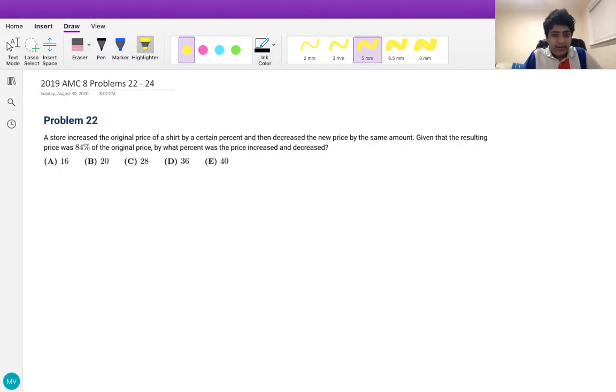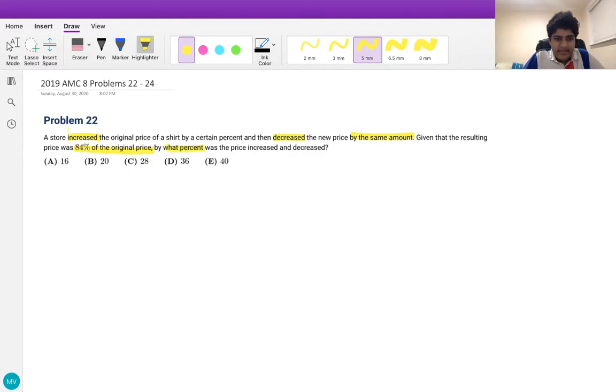A store increased the original price of a shirt, so we know that increased is important, by a certain percent, and then decreased the new price by the same amount. So same amount is crucial. Given that the resulting price was 84% of the original price, by what percent was the price increased and decreased? So the question is just asking for what percent.